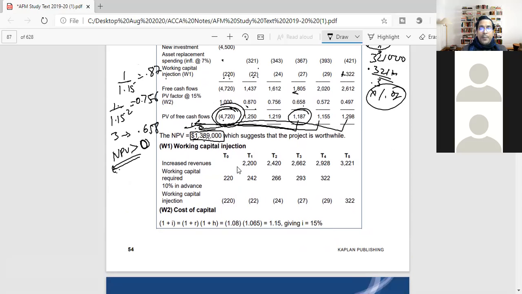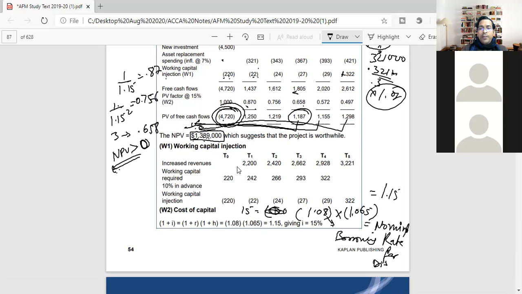Okay. Now, cost of capital, we used 15% because here 8%, which we represent as 1.08. This is the real rate of borrowing that we need to use for discounting, times the rate of general inflation, in fact. So this is giving us the nominal rate for discounting. So 1.08 times 1.06 becomes 1.15. Then you take the rate minus 1, it becomes 15%. This is the rate that we are going to use for calculating the present value of all these numbers.